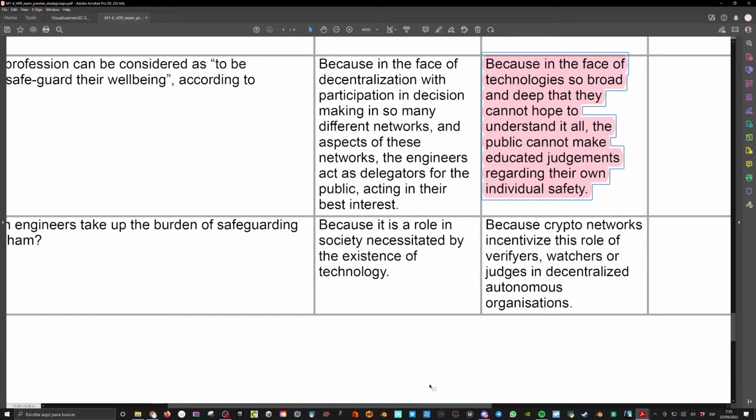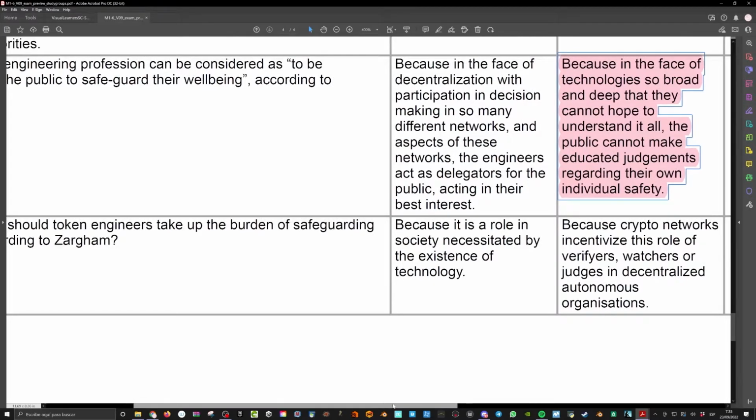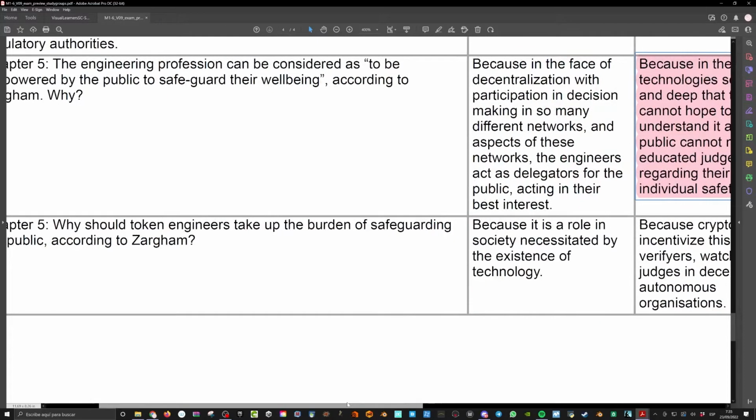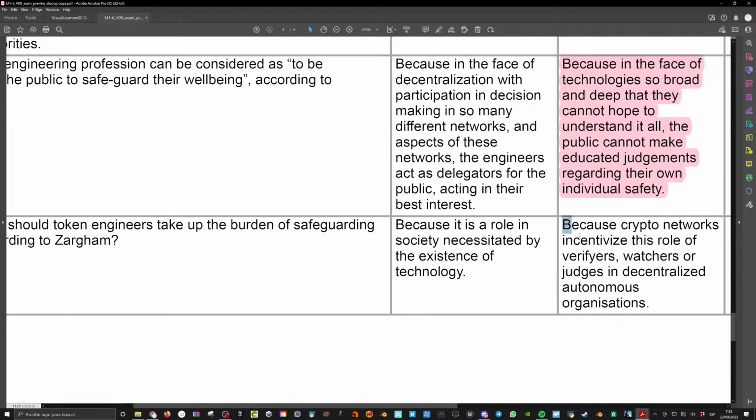Maybe we should read it out because the silence is. Yeah. Perhaps two. So the second one is because crypto networks incentivize this role of verifiers, watchers, or judges in decentralized autonomous organizations. So I don't actually know. Wait one second. I have to read this too now. I think it's number one. The first one, yeah, I think. Yeah. Even I kind of felt like that, but yeah, this first one feels more right.